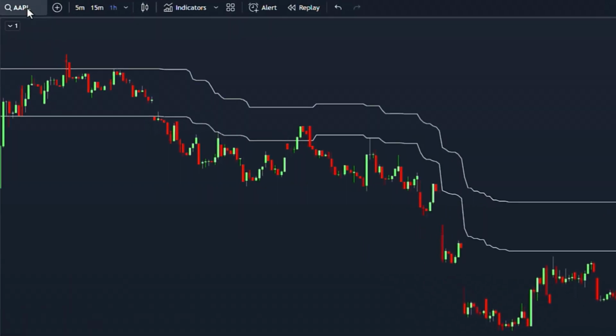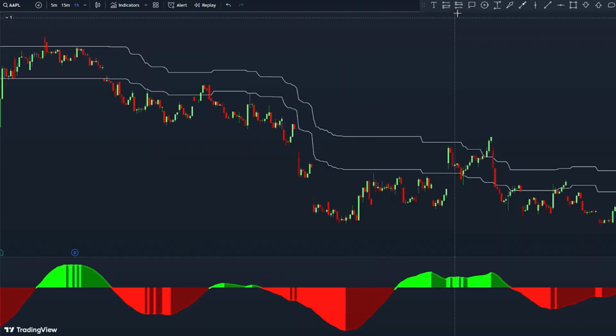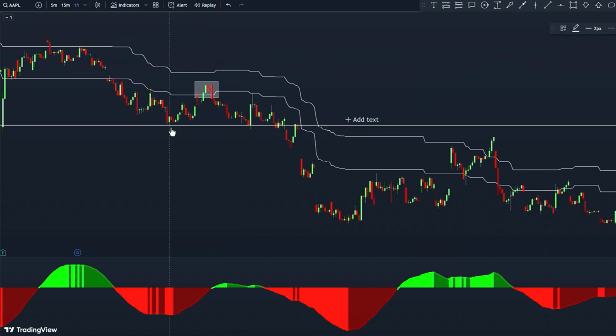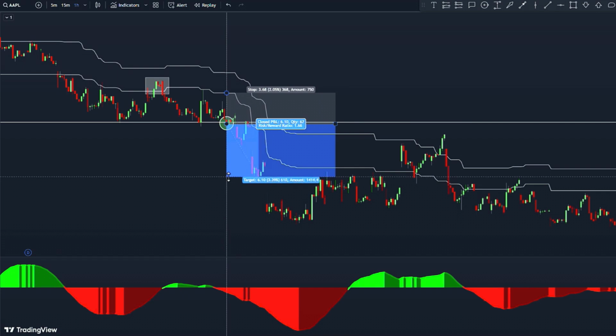Now let's check out the Apple 1-hour chart for a better understanding. Here, we see the price is below the Fibonacci levels, indicating a downtrend. Then a retracement to the Fibonacci levels happens. After that, the price breaks down the recent swing low, and the squeeze momentum indicator confirms that. So we enter a sell trade and set our stop loss and target levels.